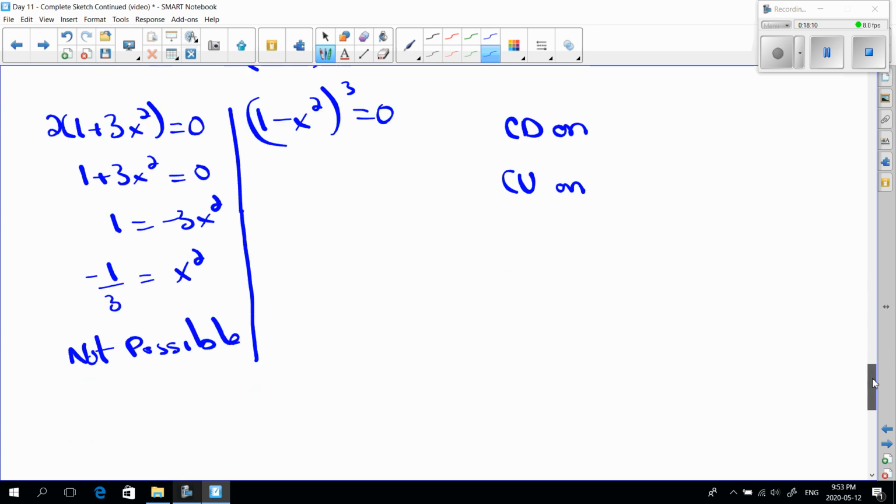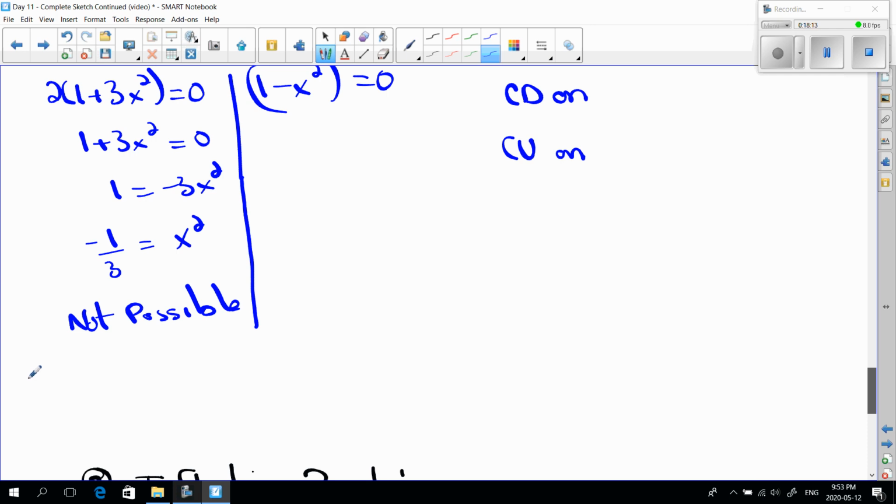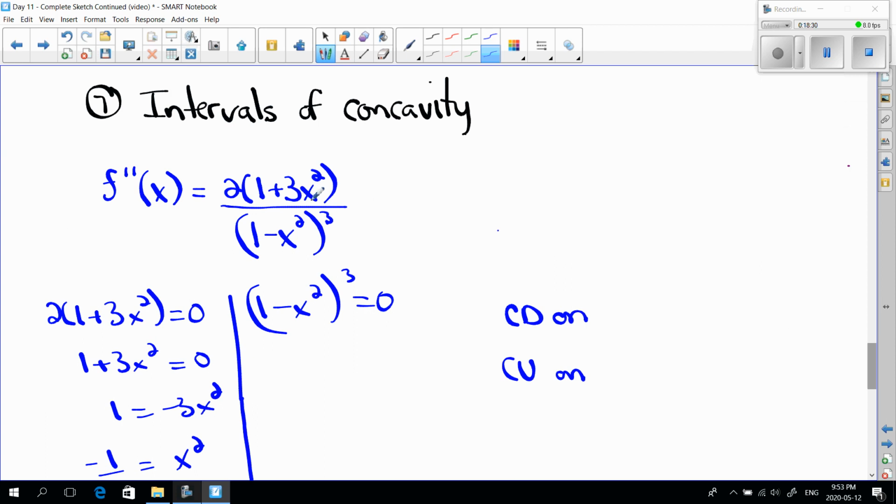Essentially what we can say is the numerator is always positive. If you think about that for a minute, it wouldn't matter what value of x you put in here, positive or negative. When you square it, you get a positive, and then you multiply it by +3, it stays positive. You add 1, it's positive. And you multiply by 2, it's always positive. So there is no critical value of the numerator. There's no value of x that makes that 0.